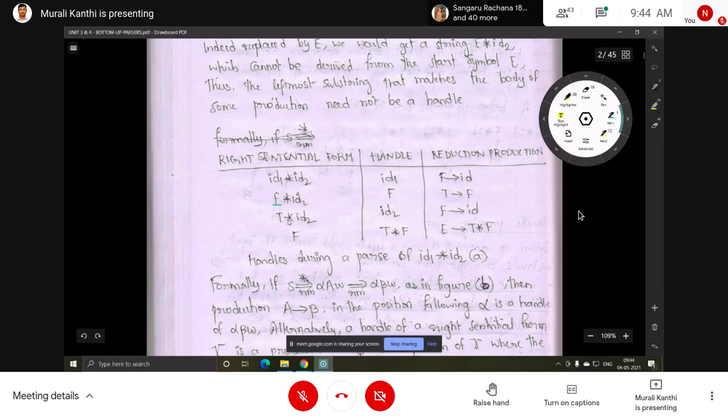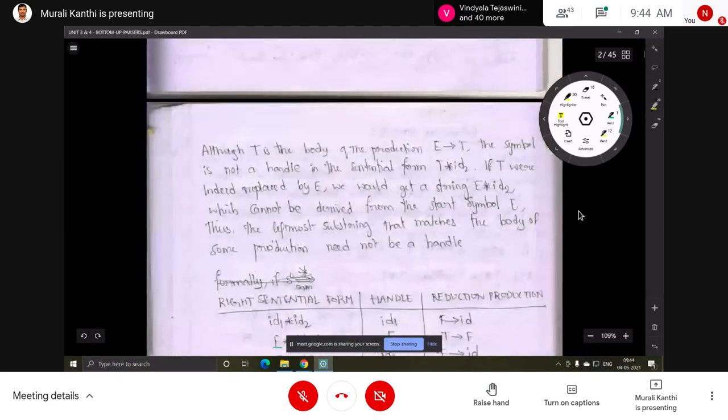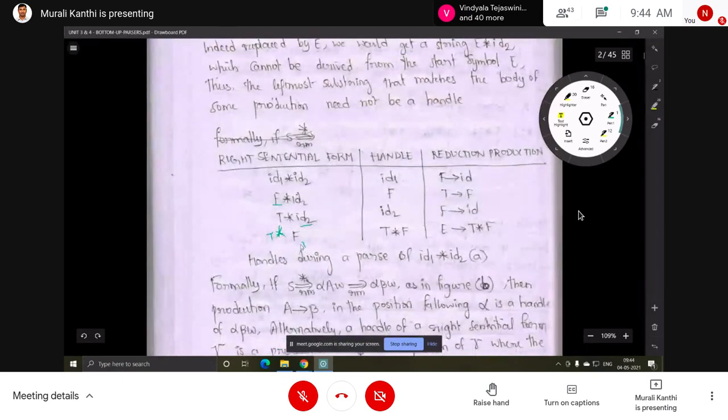Next take another handle. What is that? id2 is a handle. Now this id is reducible by F. Next, what will we get? T * F. T * F is a handle in the next step. Why? Because here we have T * F, which can be reduced by T. So we get T.